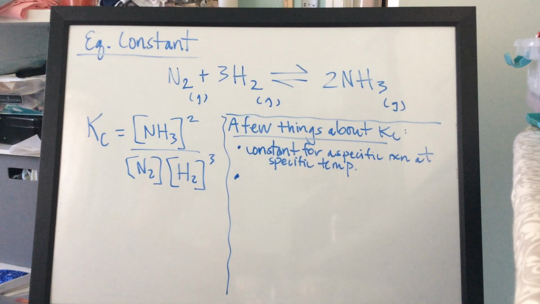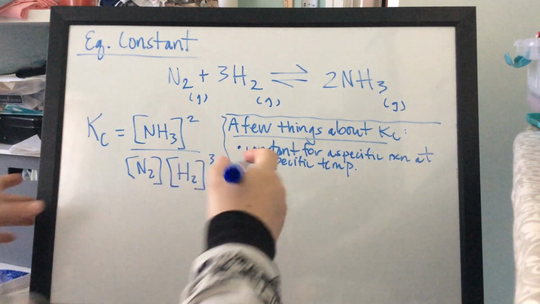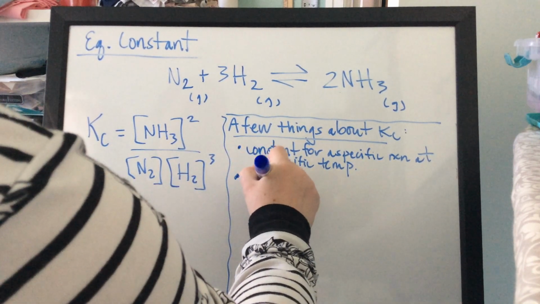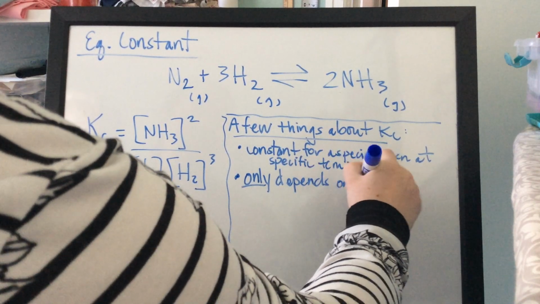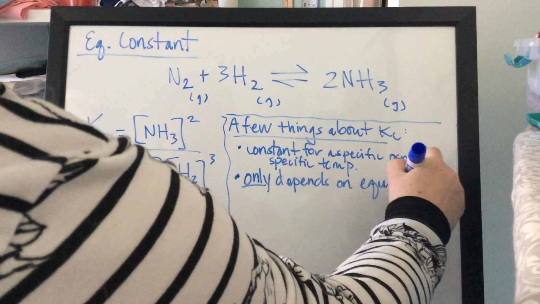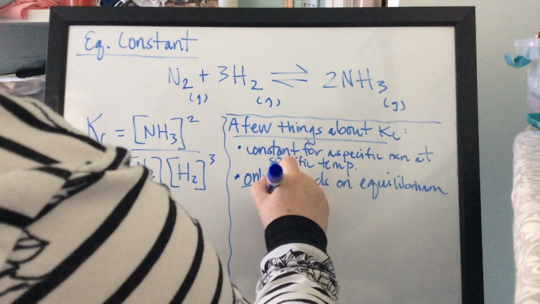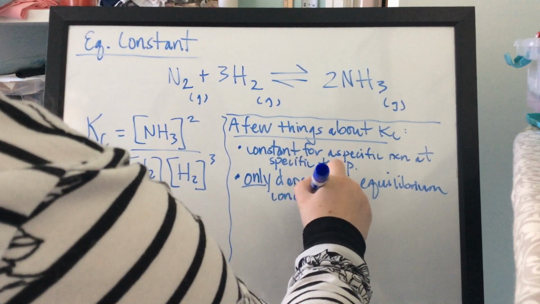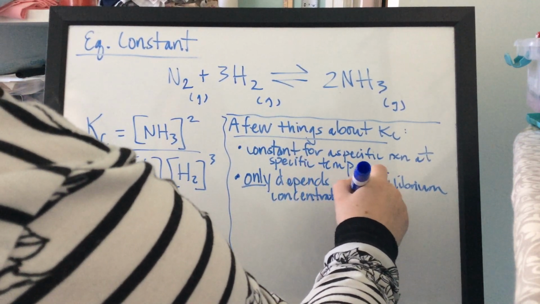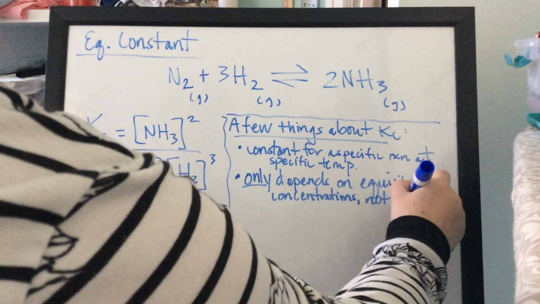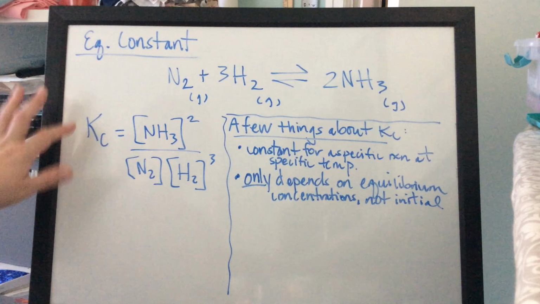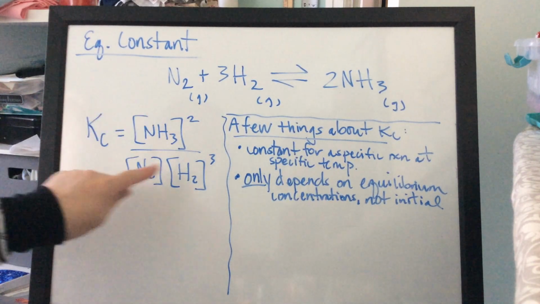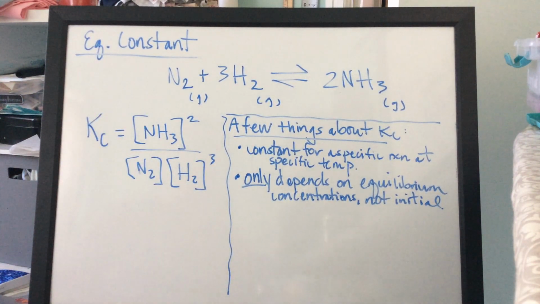Okay, so what else? Kc only depends on the equilibrium concentrations, not on the initial, which is going to be a big deal later on. That's not so much a big deal right now. But because this is an equilibrium expression, these concentrations are at equilibrium.